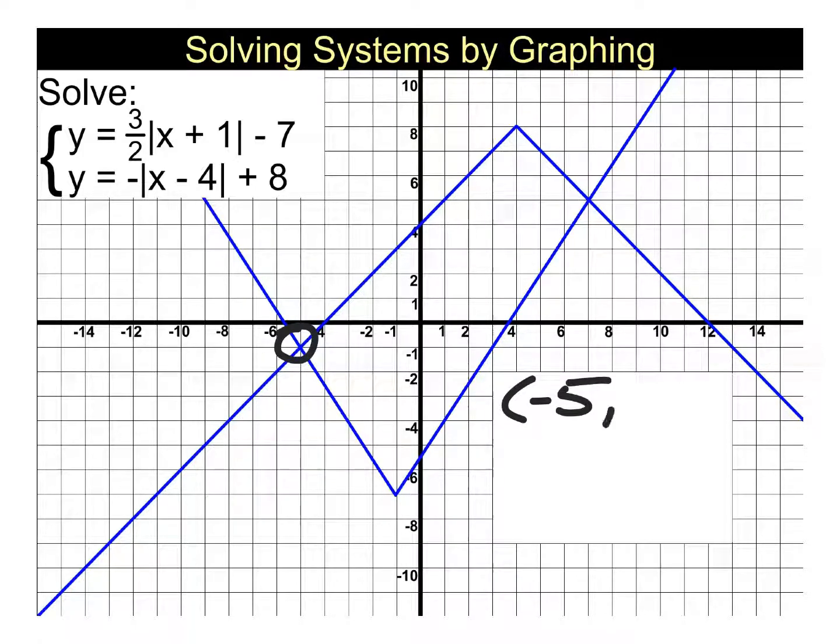-5, -1, absolutely. And what about on the other one, this one on the right side? What are the coordinates of that point? 7, 5. And so then those are our 2 solutions.